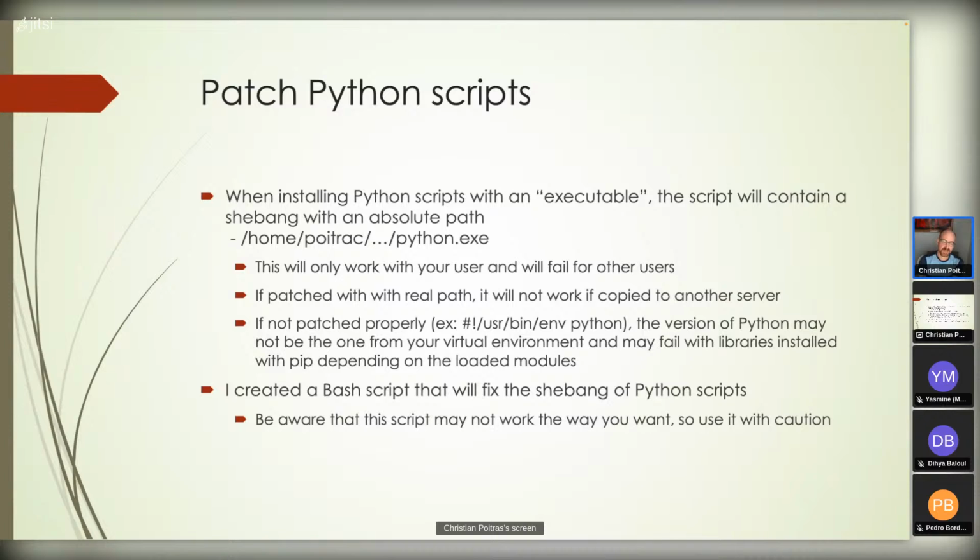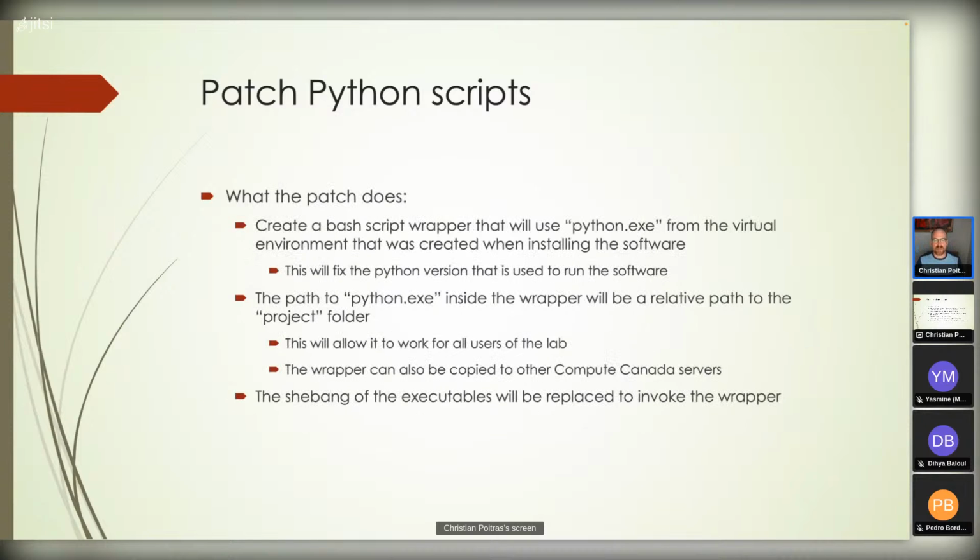So what I did is I just created a bash script that will fix the shebang at the beginning of the Python scripts. Those shebangs will actually use an environment variable from which it will extract the path to the virtual environment in which you installed whatever Python software you wanted to use. Obviously it might not work for you, but I've made it as general as I could. What the patch does is create a wrapper that will find the Python executable from the virtual environment, and it's going to replace all the shebangs from the executables to call the wrapper.